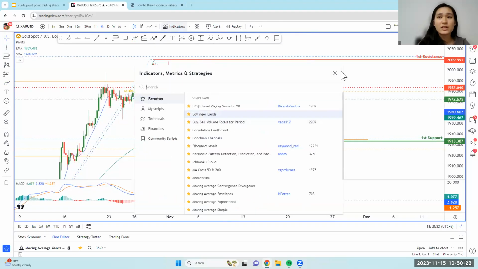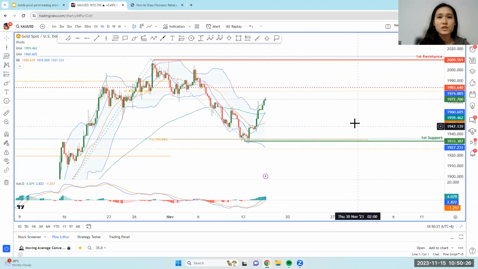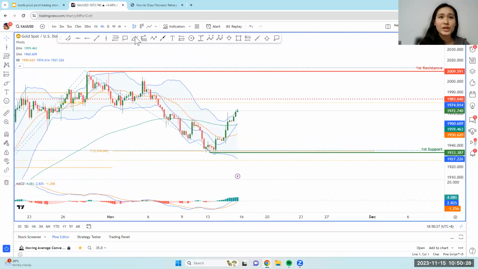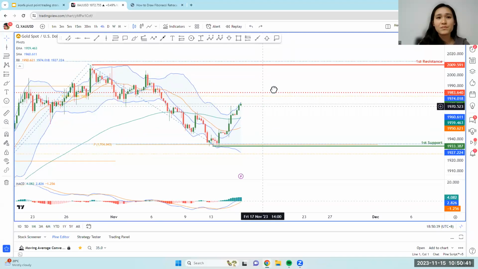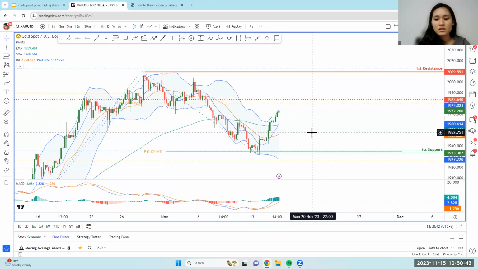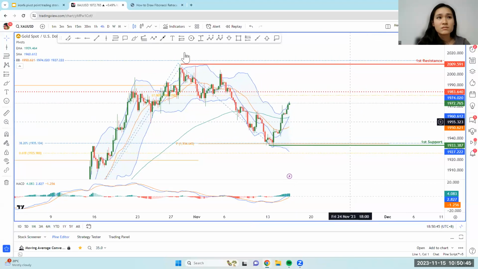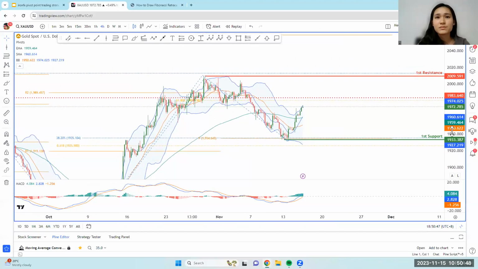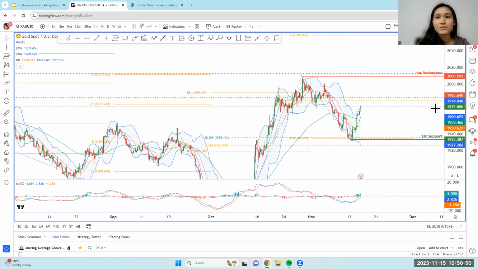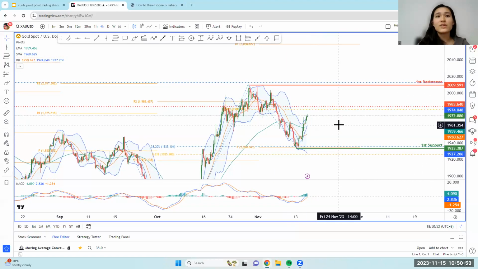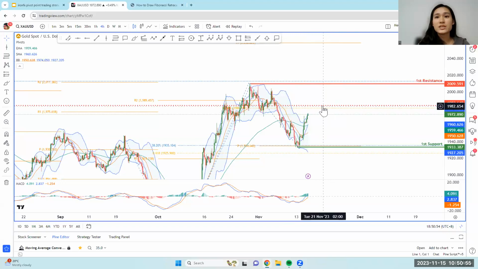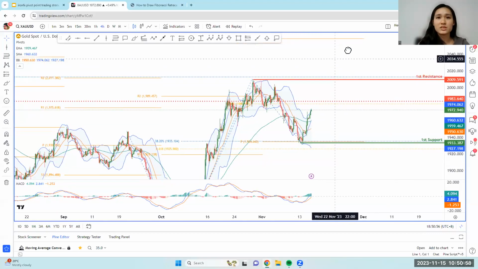Let's take a look at Bollinger Bands. Okay, you can see price is kind of cutting out of the upper band of the Bollinger Band. So yeah, also bullish signals. Okay, so we can expect prices to continue to rise towards our intermediate resistance and towards our first resistance as well.